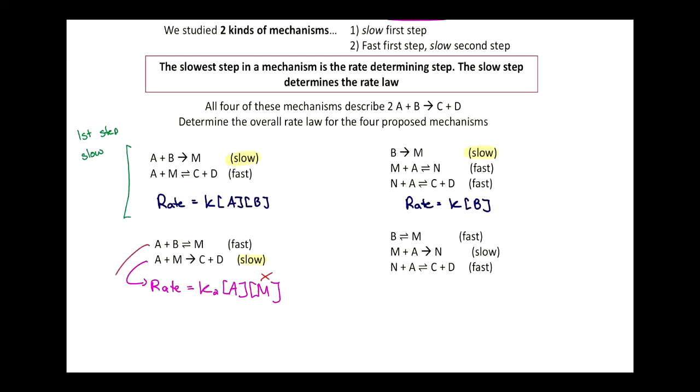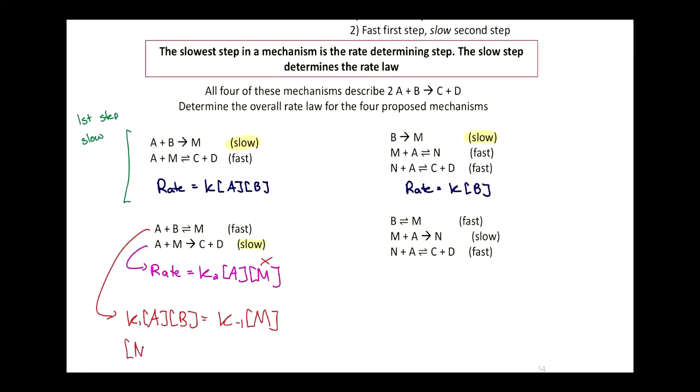Okay, so I'm going to use that fast first step, and I'm going to say K1 times A times B equals K negative 1 times M. So we see that M concentration is proportional to the product of A times B. So if you rearrange things, you get that M concentration is equal to K1 over K negative 1 times A times B. I know I'm putting all the K's there at the end. They're just the K's are all going to combine to just 1 K. So you really could just ignore all those little K's.